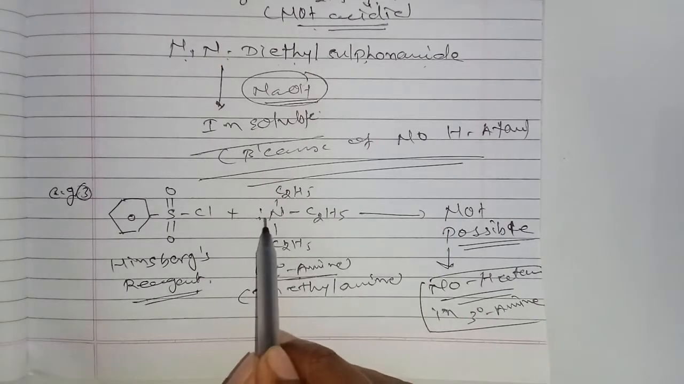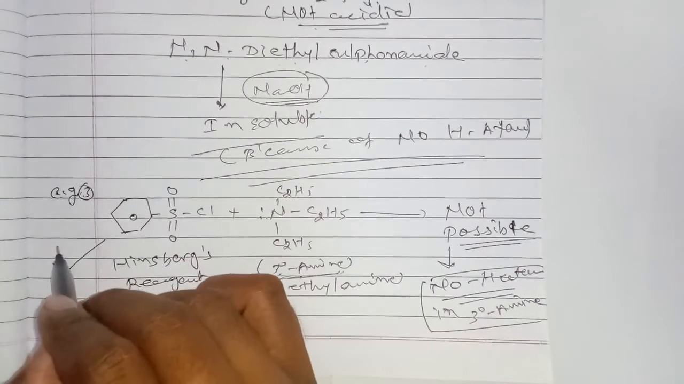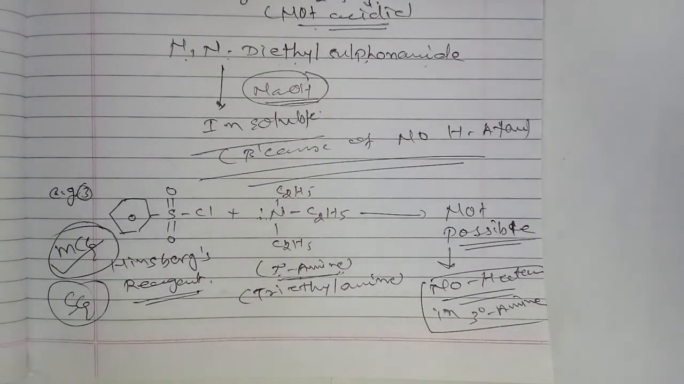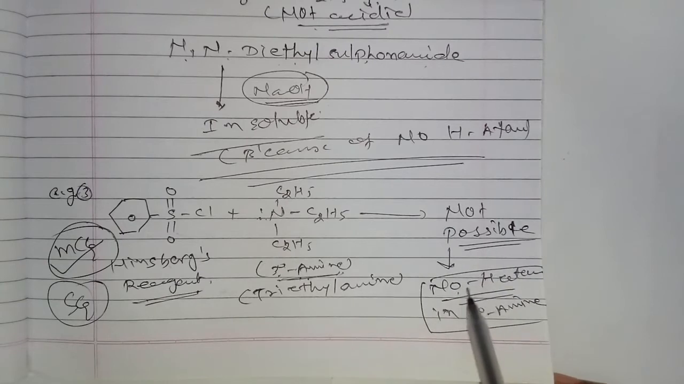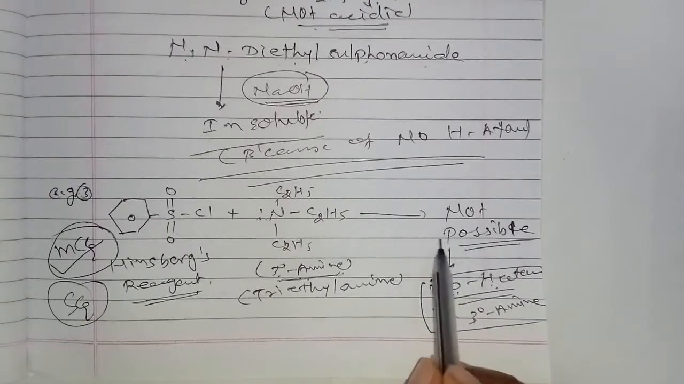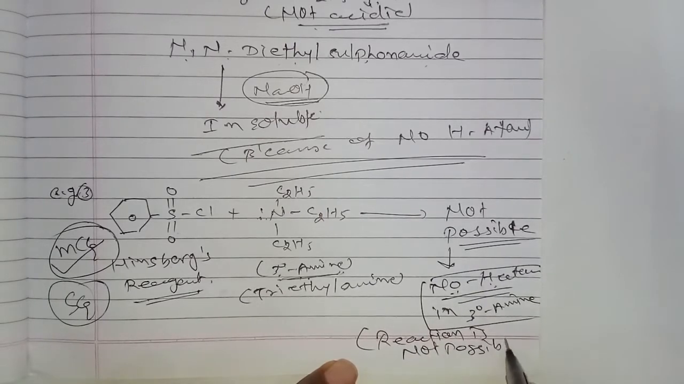Because there is no hydrogen atom present, this is also most important for MCQ or short questions. Why does tertiary amine not react with Hinsberg reagent or benzene sulfonyl chloride? Due to no hydrogen atom in tertiary amine, the reaction is not possible.